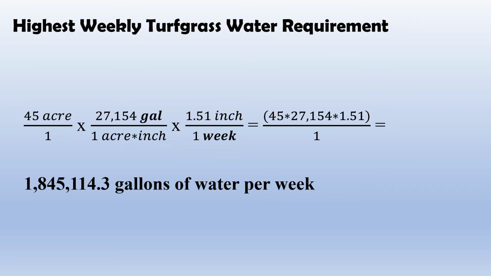So now we will use the gross irrigation requirement to calculate our highest weekly turfgrass water requirement. The first thing I want to point out here is this conversion factor for an acre-inch. This is a figure that tells us that 27,154 gallons of water are required to cover 1 acre of land to a depth of 1 inch of water.